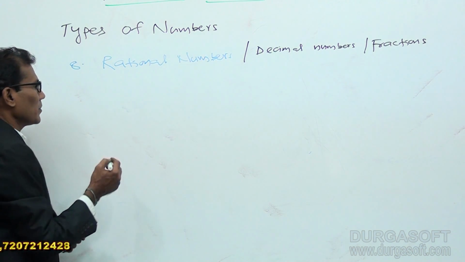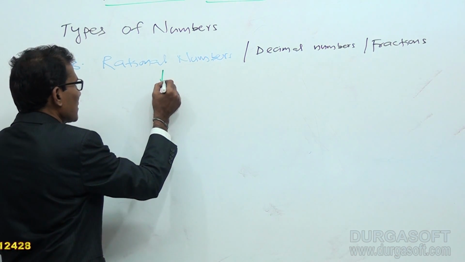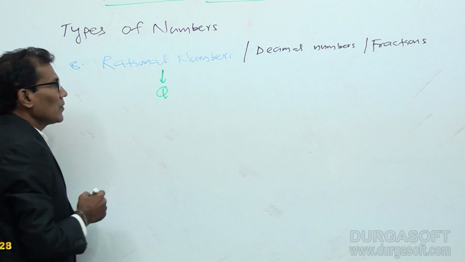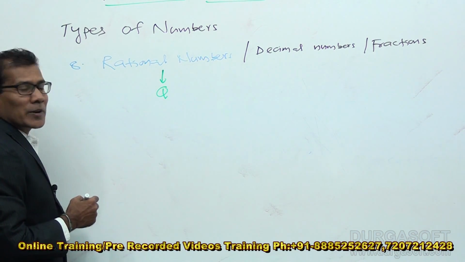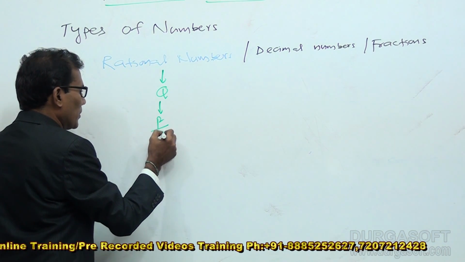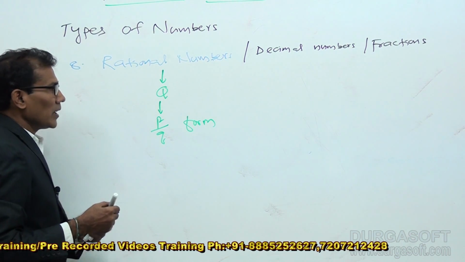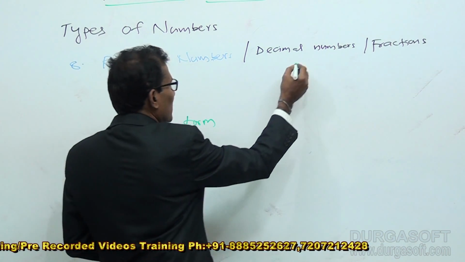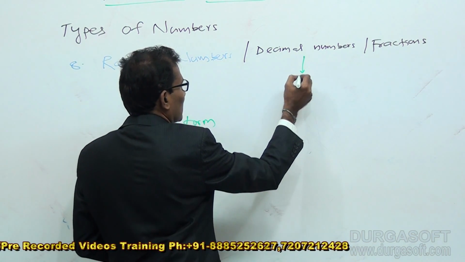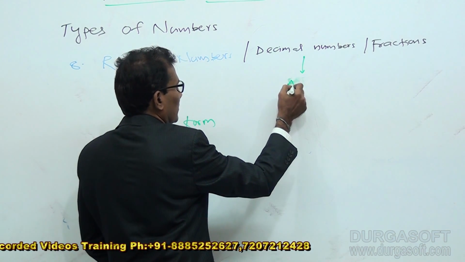Then what is a rational number? Usually a rational number is denoted by Q. What is a rational number? One which is in P by Q form. This is nothing but P by Q form is a rational number. And what is a decimal? A decimal has a dot, a number with a dot.